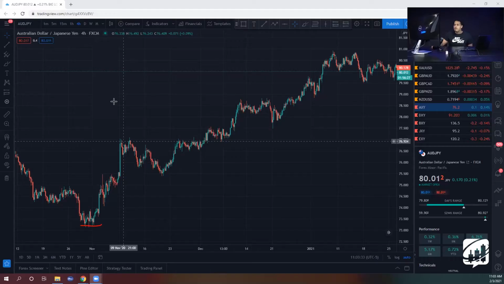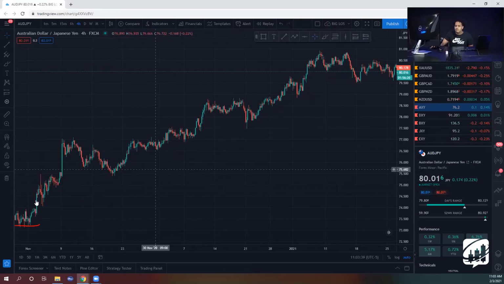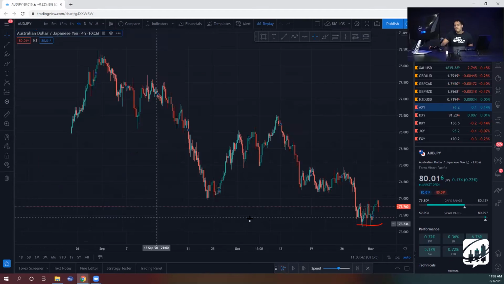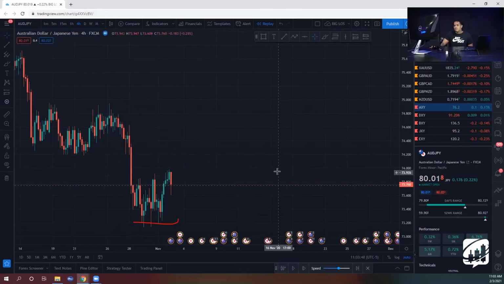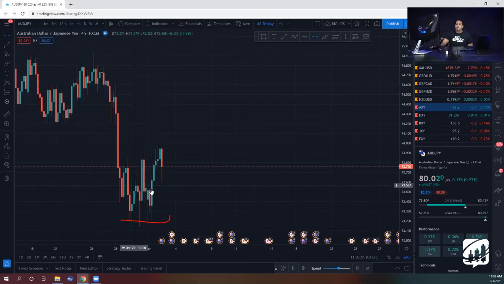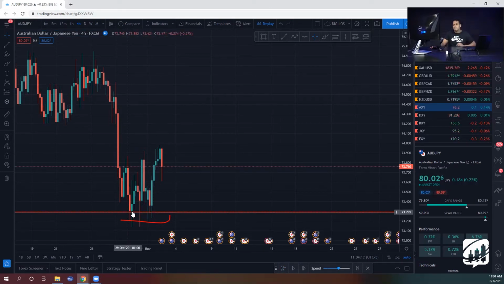Okay, so here we have AUDJPY, and we're going to see how market structure plays a key role. We see here we have our consolidation at the lower low, indicating to us that there's some form of resistance here. As we know, we need multiple rejections to confirm a support or resistance zone. So we have about 6 rejections right here off of one line. That's the consolidation I was telling you guys about on the whiteboard.